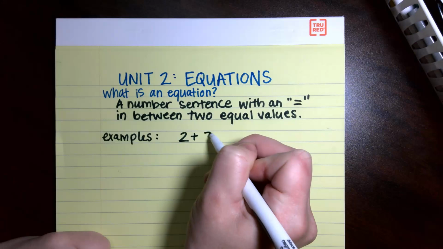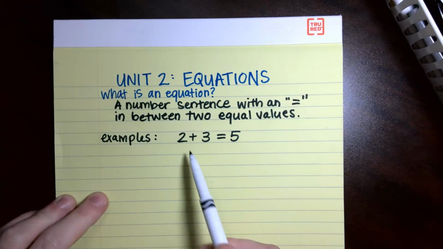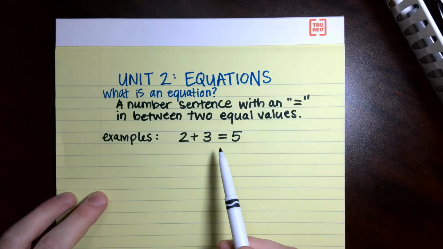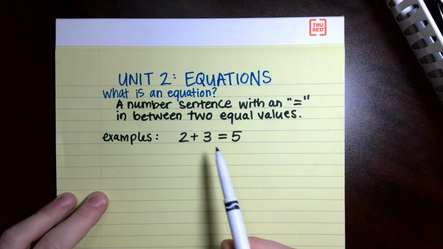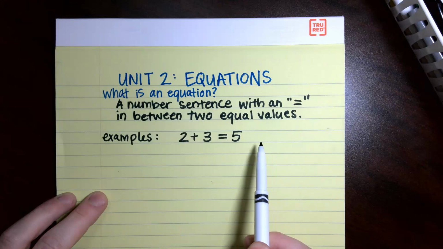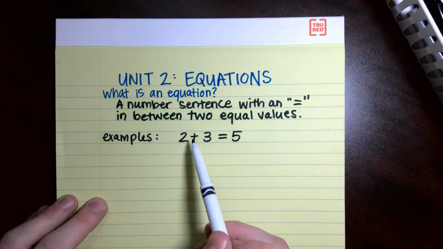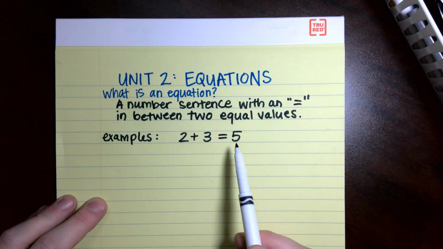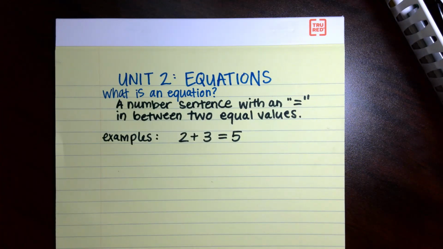2 plus 3 equals 5. This is an equation right here because we have an equal sign in between two equal values. 5 is on one side, 2 plus 3 is on the other. 2 plus 3 equals 5. This is a true statement. So that is what an equation might look like.